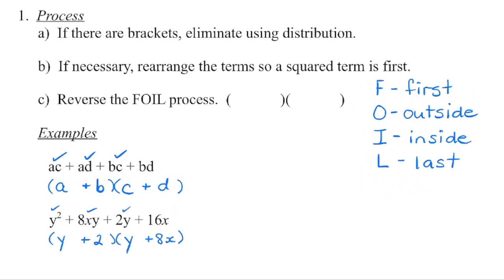The last term is a check. 2 times 8x is 16x. And then quickly FOIL this whole thing out. So we've got y squared plus 8xy plus 2y plus 16x. So these are the factors of this polynomial. When we multiply these together by FOILing, we will get back to that.